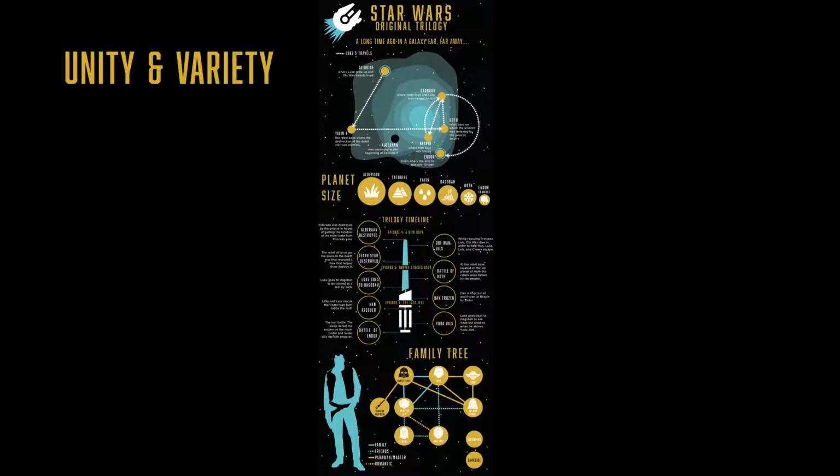Unity and variety is when you use similarities between things to unify them, and also variety to keep everything differentiated and more interesting. The similarities in my infographic are the use of circles throughout and using the same colored titles for each section. The titles also have some variation. For example, the main title is the largest, and every other title for each section I alternate font size.